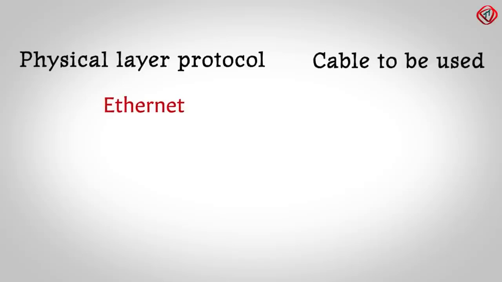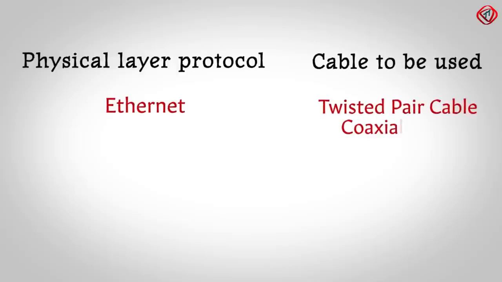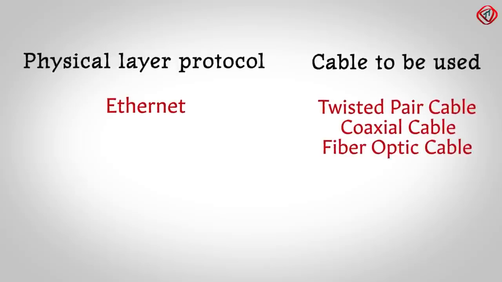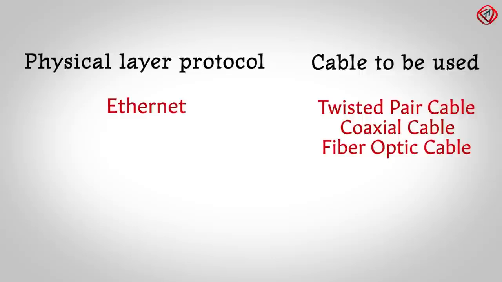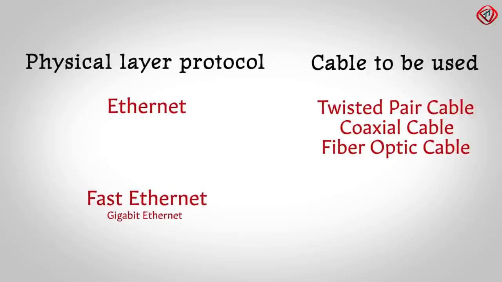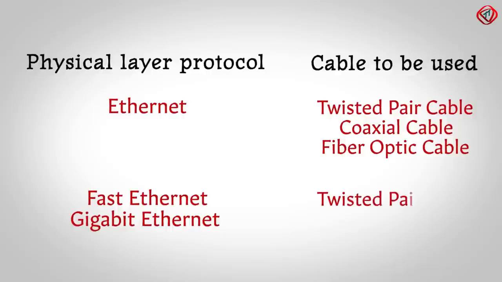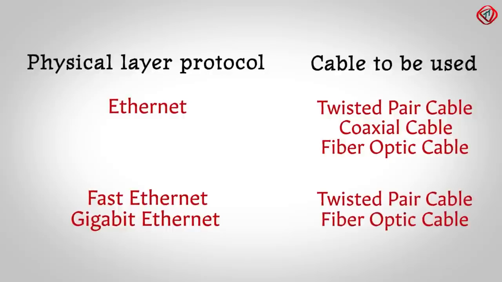For example, if the protocol used is Ethernet, then twisted pair cable, coaxial cable, and fiber optic cable can be used for data transmission. If the protocol used is fast Ethernet or gigabit Ethernet, then twisted pair cable or fiber optic cable can be used as local media.